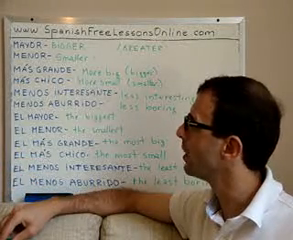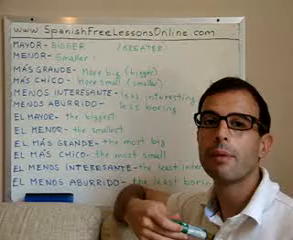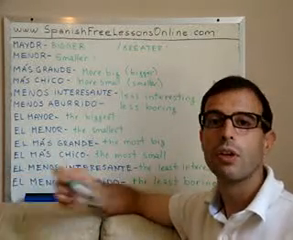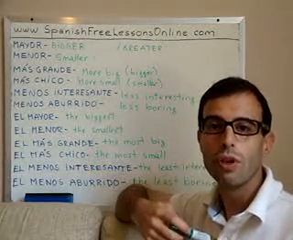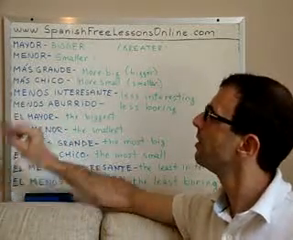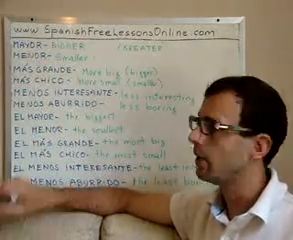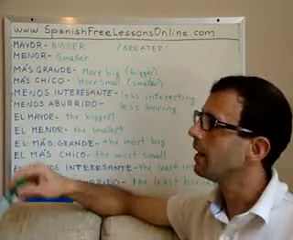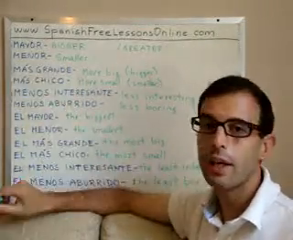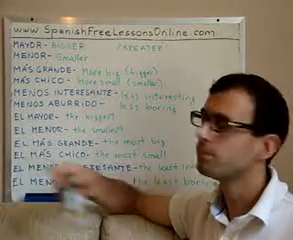So if I want to say I am older than him, I would say yo soy mayor que él, or I would say he is younger than me. Él es menor que yo.